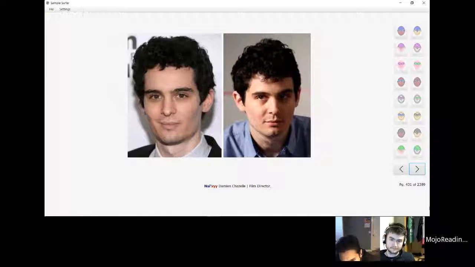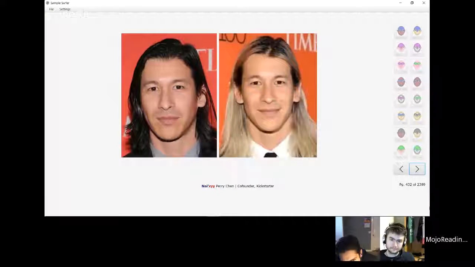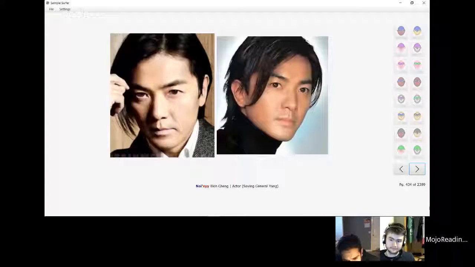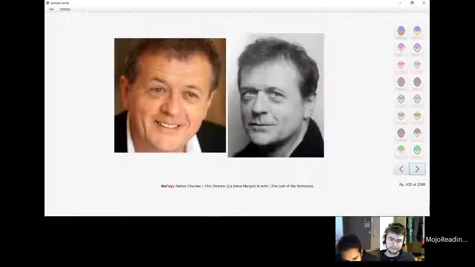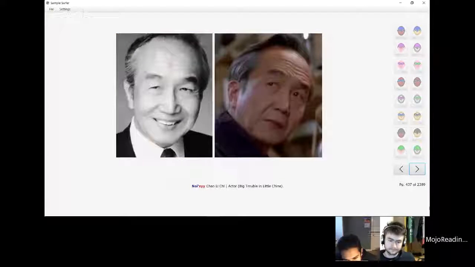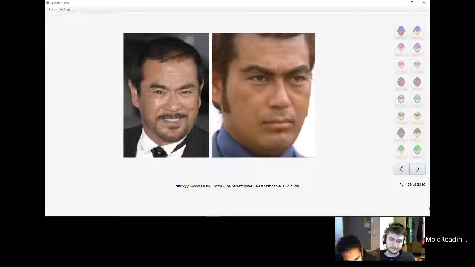Naiji Damien Chazelle. Naiji Perry Chen. Naiji Adam Cheng. Naiji Ekin Cheng. Naiji Patrice Chirot. Naiji Gary Chiron. Naiji Chao Li Chi. Sorry. Naiji Sonny Chiba.